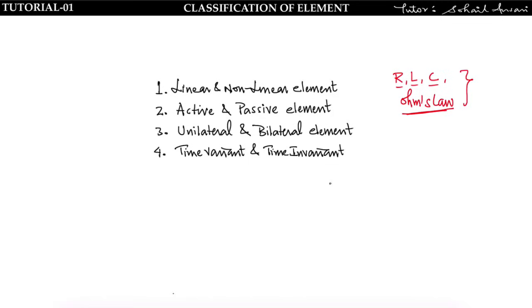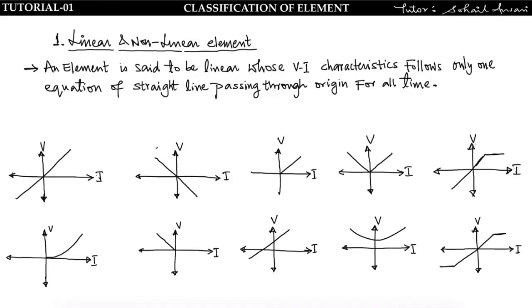Elements are classified into four categories. First is linear and non-linear elements. Second is active and passive elements. Third is unilateral and bilateral elements. And fourth is time variant and time invariant elements. We will be discussing them one by one. Let us proceed to the first one, that is linear and non-linear elements.